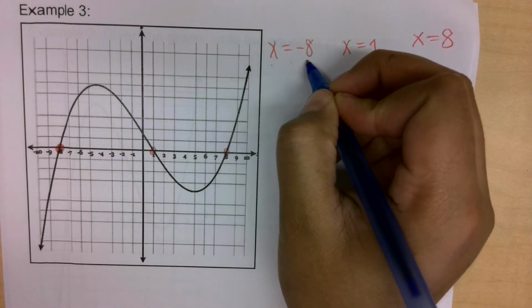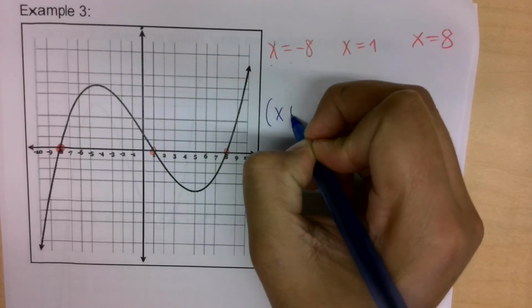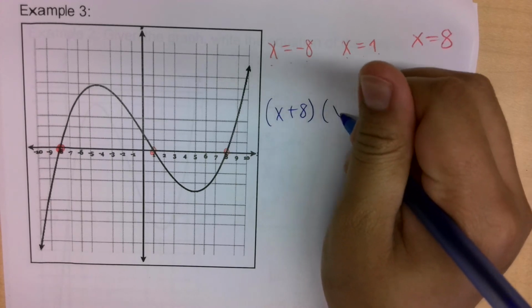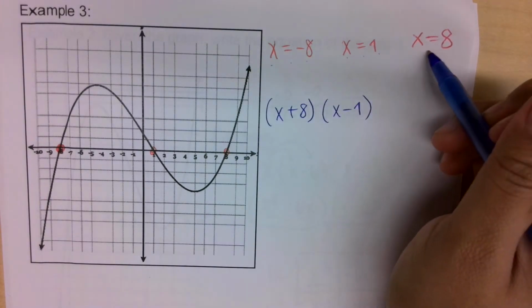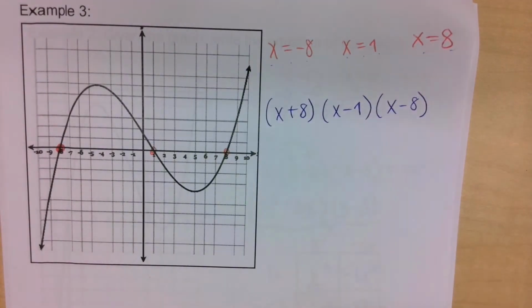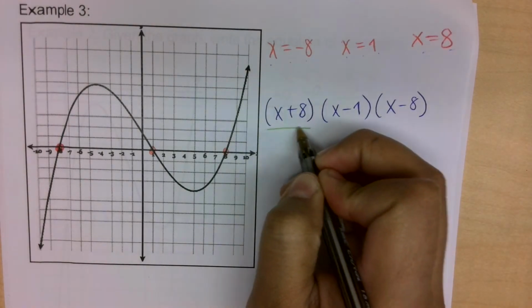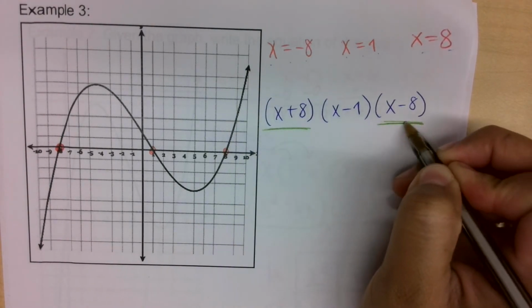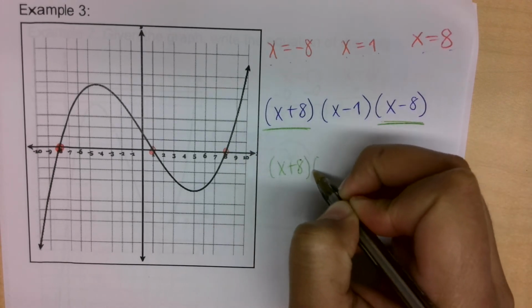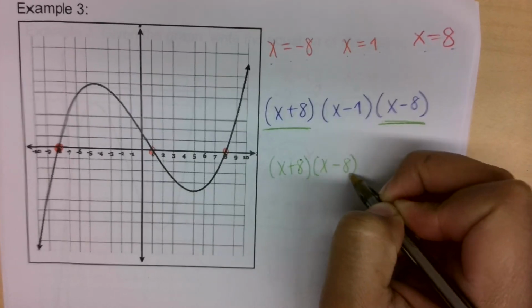If this is x equals -8, my factor is x plus 8. If this is x equals 1, then my factor is x minus 1. If this is x equals 8, then my factor is x minus 8. Now, I want to show you that there's a strategy to multiply this, which is going to make our lives a little easier. I have an x plus 8 and an x minus 8. I'm going to multiply those two first because one is positive and the other one is negative.